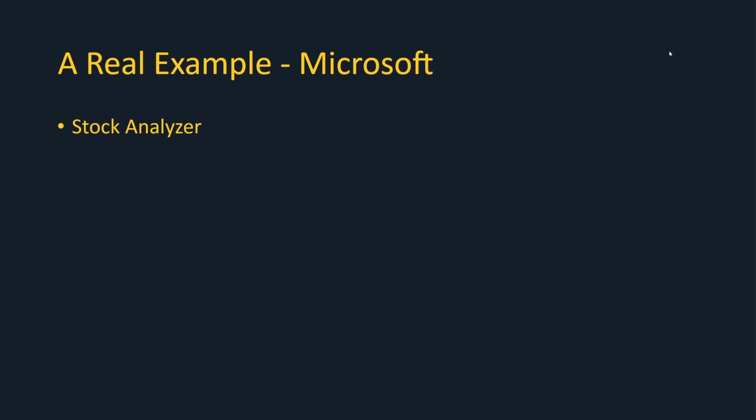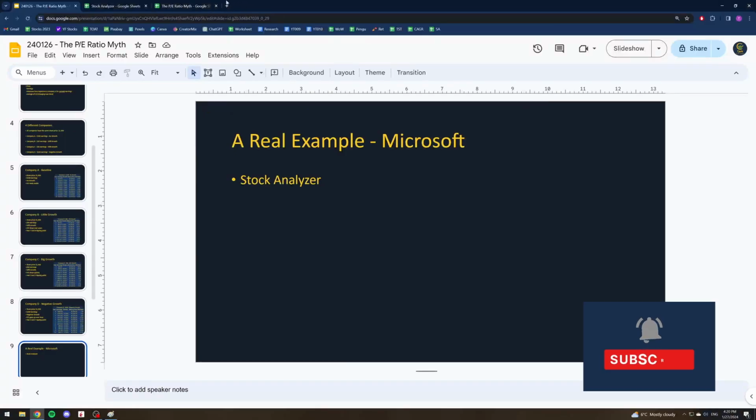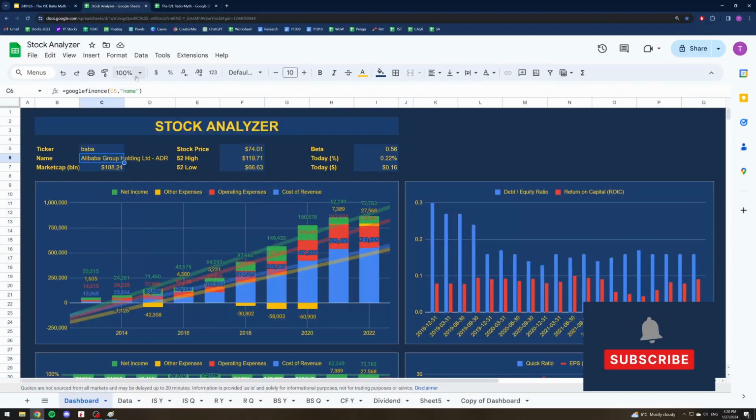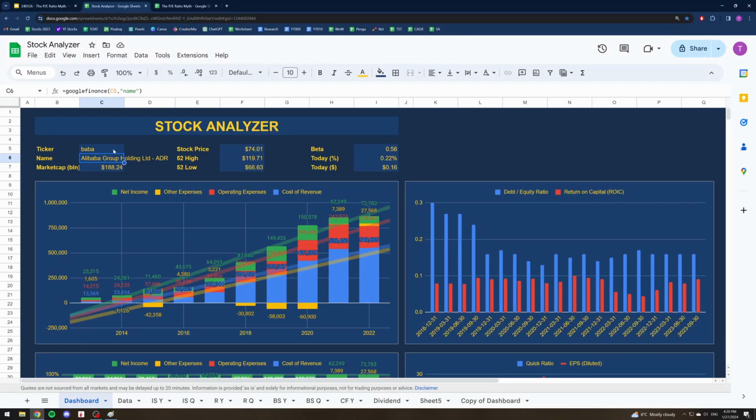So let's look at a real example of Microsoft. And to be able to do that, I will show you the stock analyzer that I made. Here it still shows Baba, which is Alibaba, I had a video about a couple days ago, showing what I think of the company. But today we're looking at Microsoft. So I will change the Baba into MSFT.